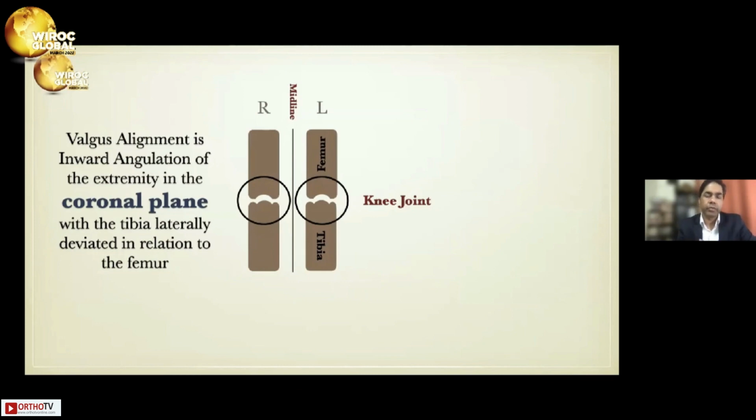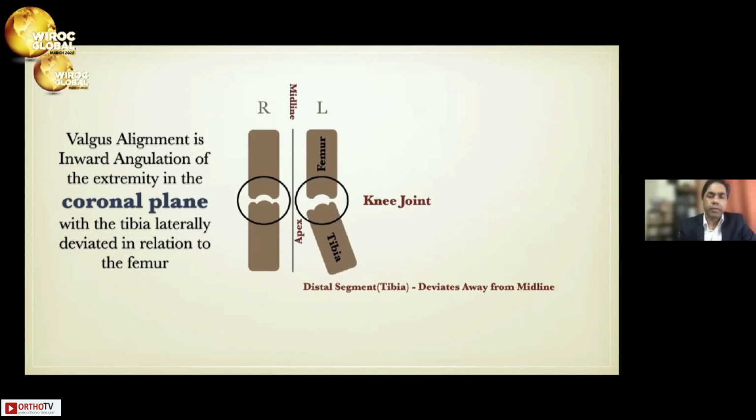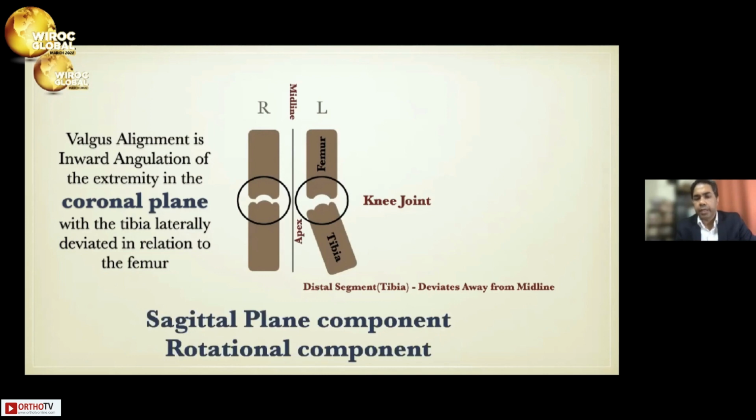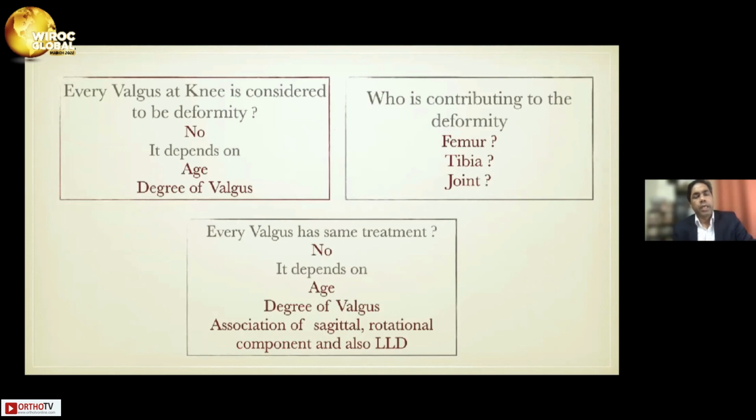plane, what we usually know, and this is the fact, with the tibia laterally deviated in relation to the femur. But it is not the case with all the patients. Sometimes we do have a sagittal plane component as well as a rotational component. And when we have the sagittal plane component and the rotational component, then our work becomes difficult. So we may face these questions.